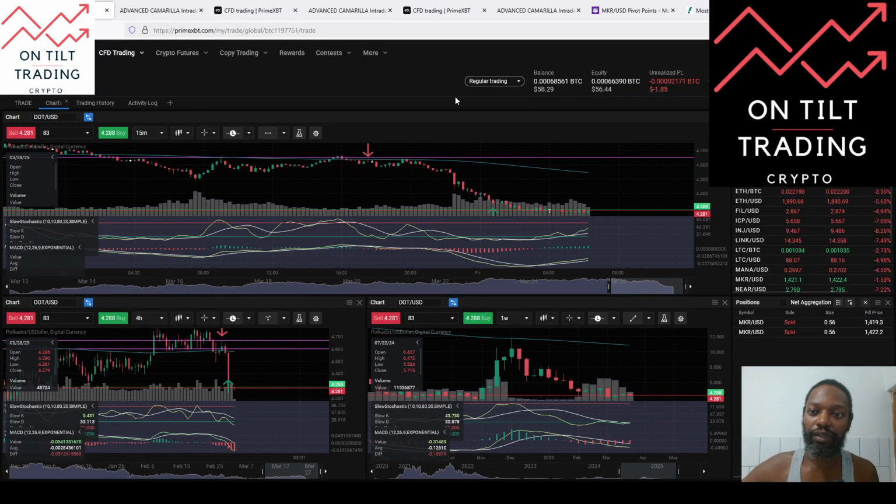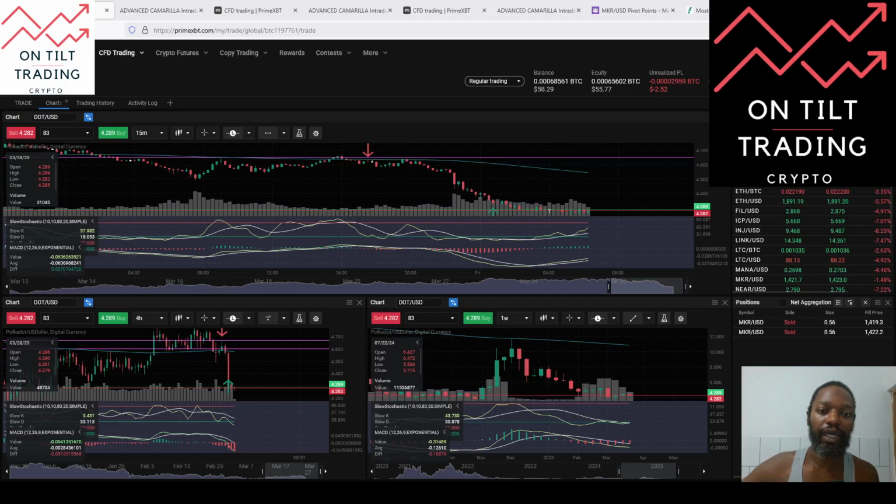Let's review my trade on Polkadot yesterday. Polkadot, first let's put my charts into perspective. This is a candlestick area. These vertical gray bars, this is a volume profile.